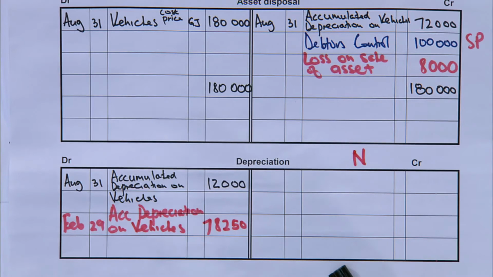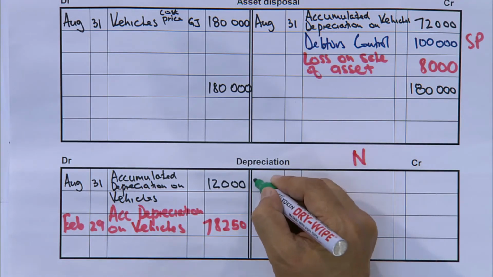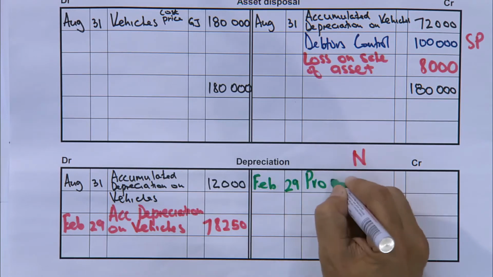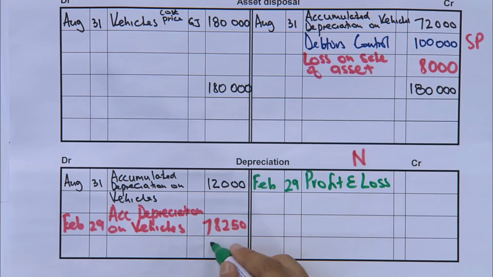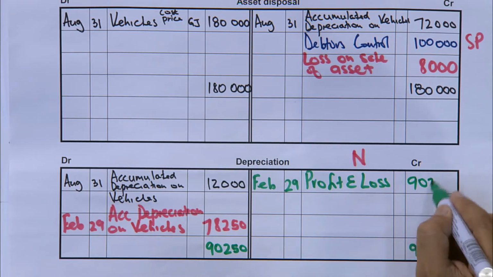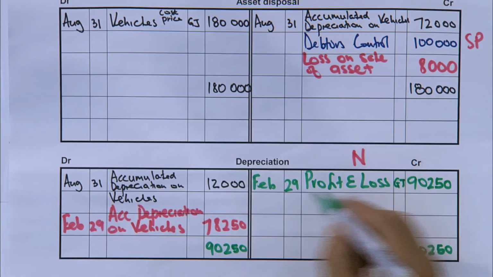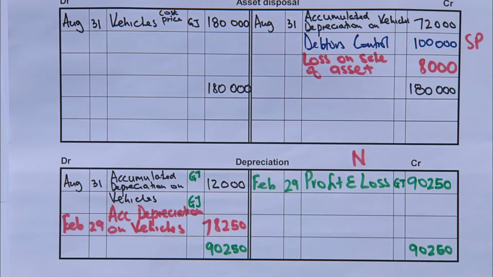Okay, depreciation is a nominal account. So all nominal accounts will close off to profit and loss. So at the end of the financial year, we have to close off the depreciation account. So it's going to be February the 29th, profit and loss, and it will be this total, which will be 90,250. Once again, it will just be general journal, general journal, general journal. Let's just see if there were some questions quickly.